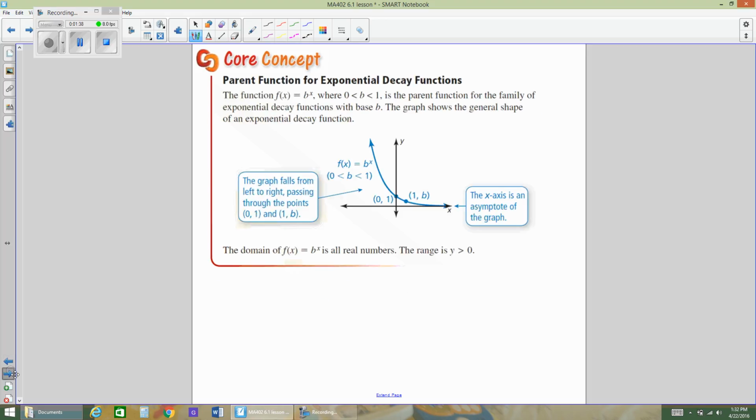Okay, move on to decay. For decay, that b value is sandwiched between 0 and 1. So it is a proper fraction. And as you're going to see, the graph is falling from the left to the right. But the asymptote is still the x-axis, and the domain and the range remain the same.